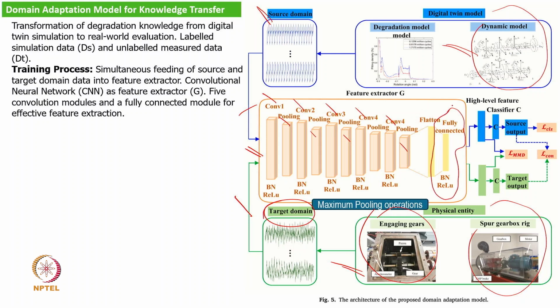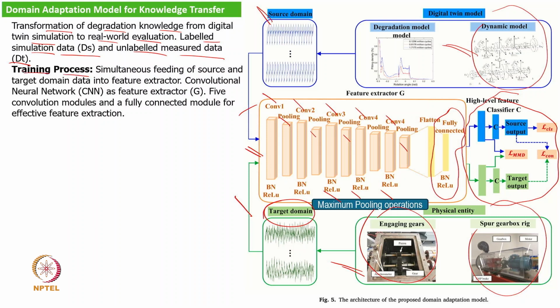And all this has been already described in my earlier lectures. Of course, they are using max pooling operations, and based on that, they also classify the output. So this is what they have done initially: transfer of degradation knowledge from digital twin simulation to real-world evaluation. They use labeled data, DS, and unlabeled measurement data, DT, and these need to be compared with each other.